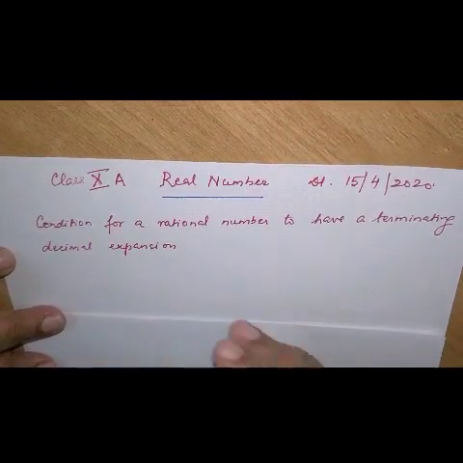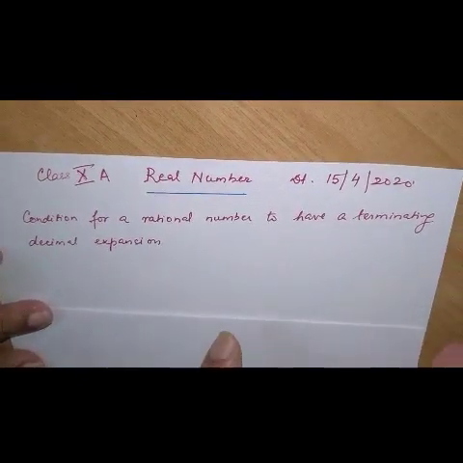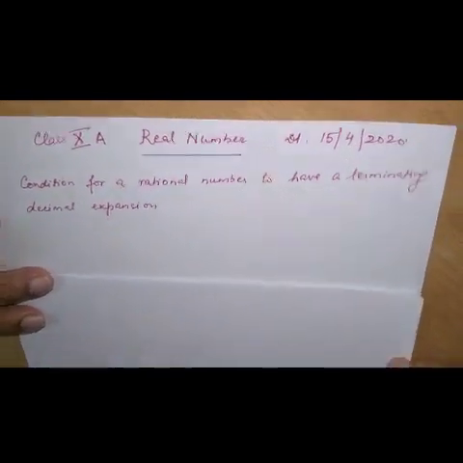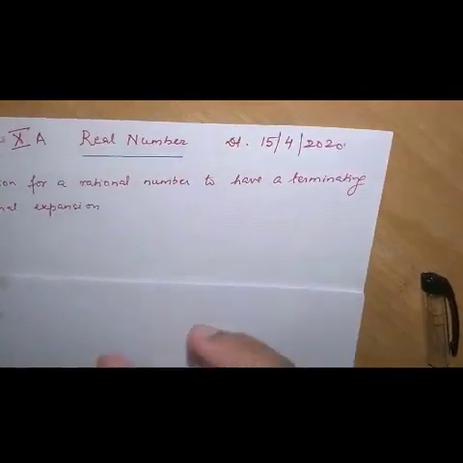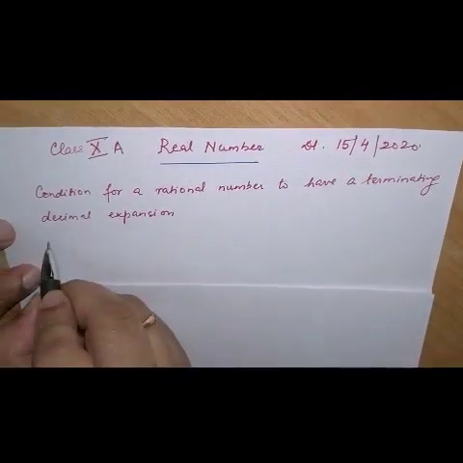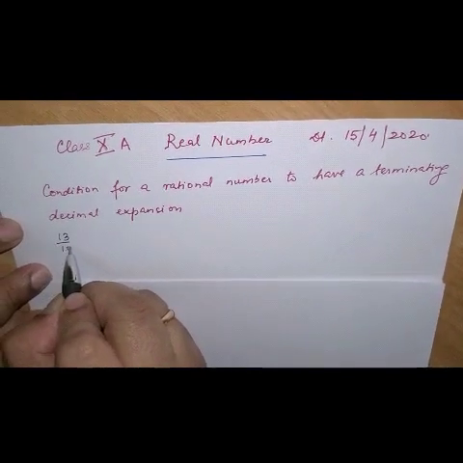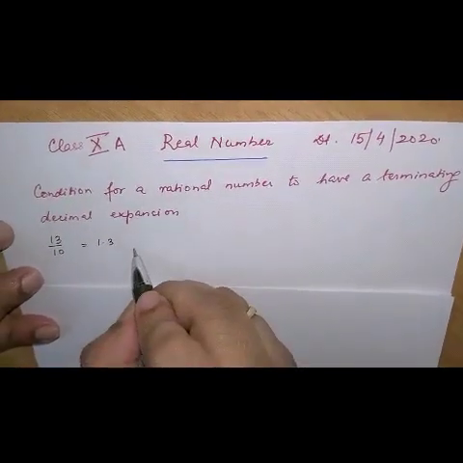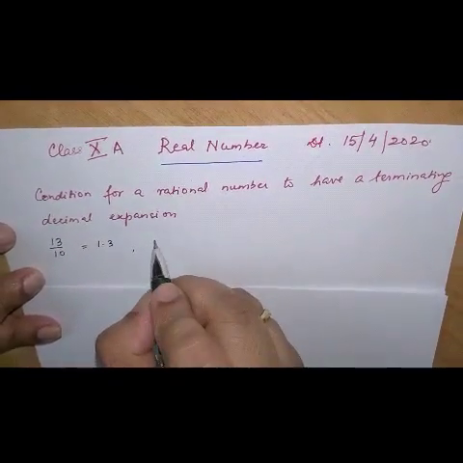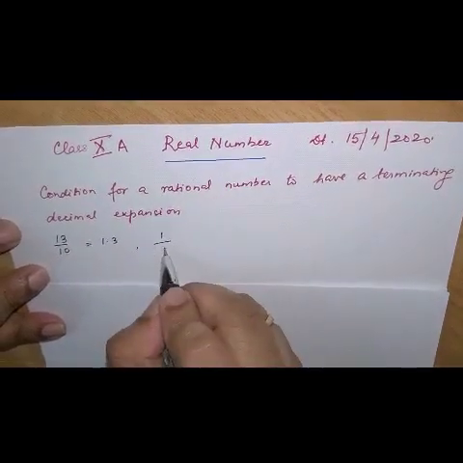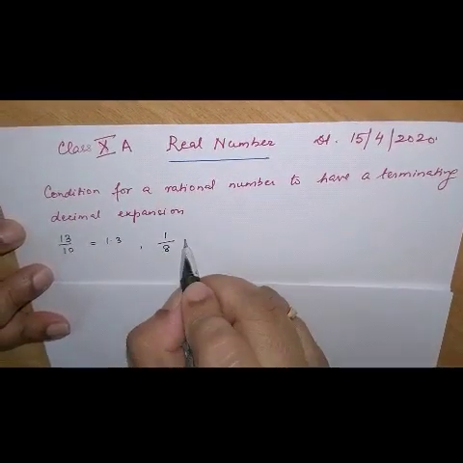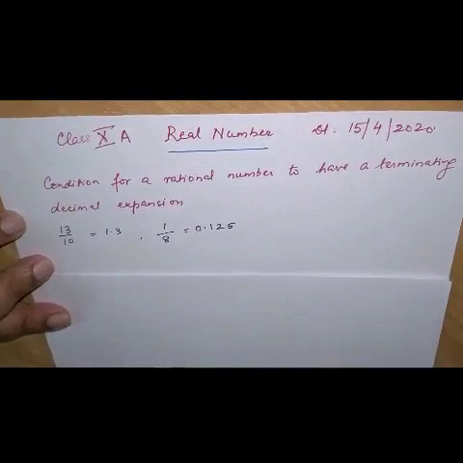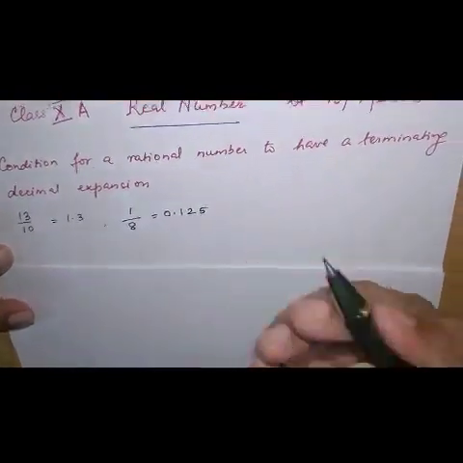See, all of you know that a rational number can be expressed as a terminating decimal as well as a non-terminating recurring decimal. Now here we have to see when it will be terminating and when it will not be terminating. A simple example, let me take 13 by 10, which is equal to 1.3, terminating. I'll take 1 by 8, which is nothing but 0.125, terminating.